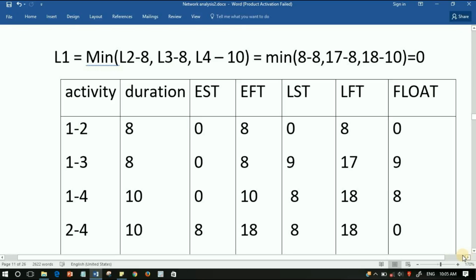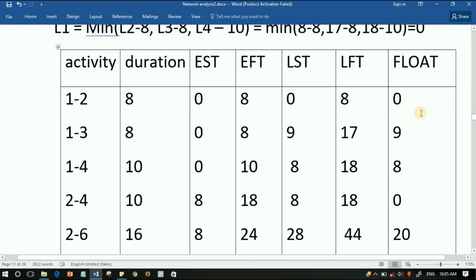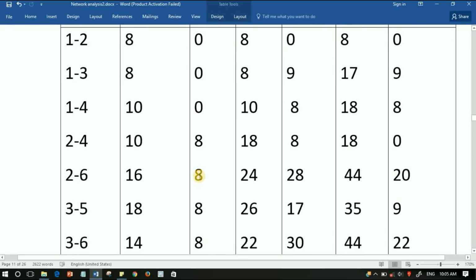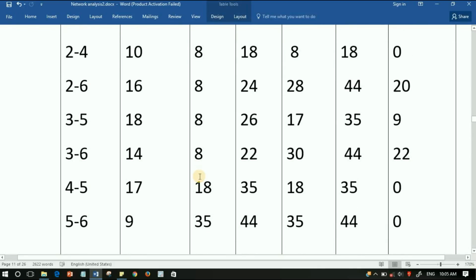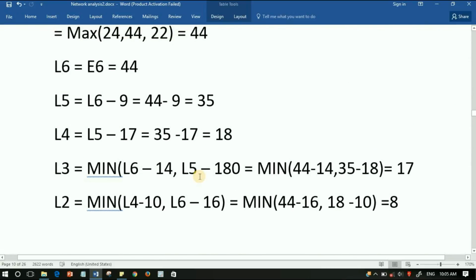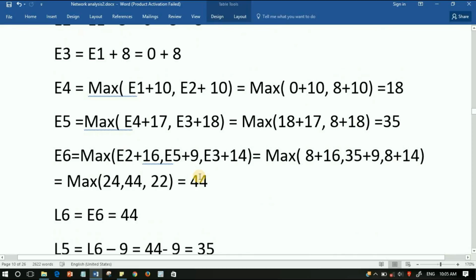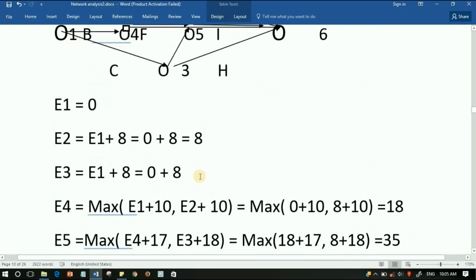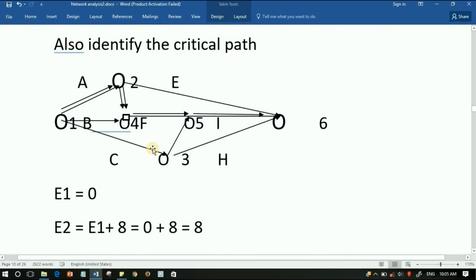So in this you can see that for 1 to 2 the float is 0. There is no time gap between the events, so float is 0, and 2 to 4 is 0, again 4 to 5 is equal to 0 and 5 to 6 is equal to 0. The activities with float 0 are known as critical activities, and the path consisting of the critical activities is known as the critical path.